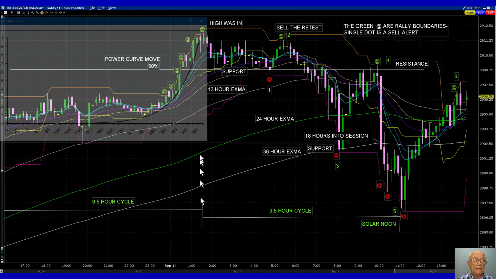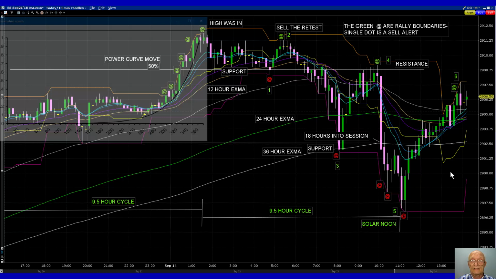This power curve cycle was 9.5 hours. 9.5 hours was pretty close to this bottom. So there was the nonlinear cycle sending it up and down, a little bit of recovery.